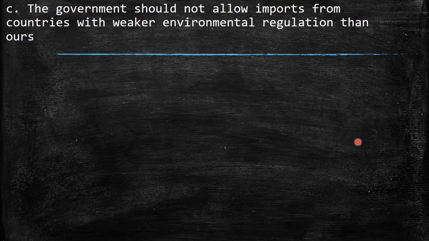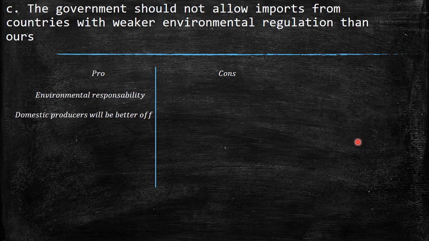The last one of these points, they say the government should not allow imports from countries with weaker environmental regulation than ours. So again, you have two sides. As a pro, which is the side that I agree with, it's about environmental responsibility. So obviously, in terms of economic welfare, it's not the best solution, but as a sustainable world, it could be the better option, the way of environmental responsibility.